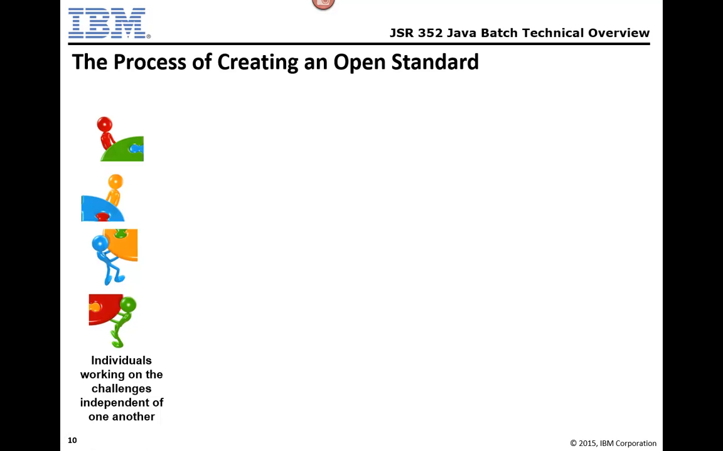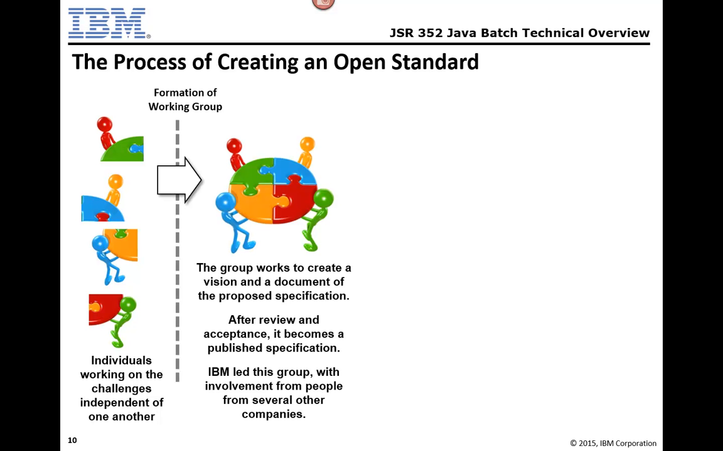How open standards come about may seem mysterious, but it's really not. Before an open standard is created, different people work on a technical challenge, often independent of one another. At some point they realize others are working on the same problem, so they decide to come together and form a working group to study the problem to see if an open standard makes sense. This is what happened with Java Batch. IBM led that effort with the involvement of people from several other companies.